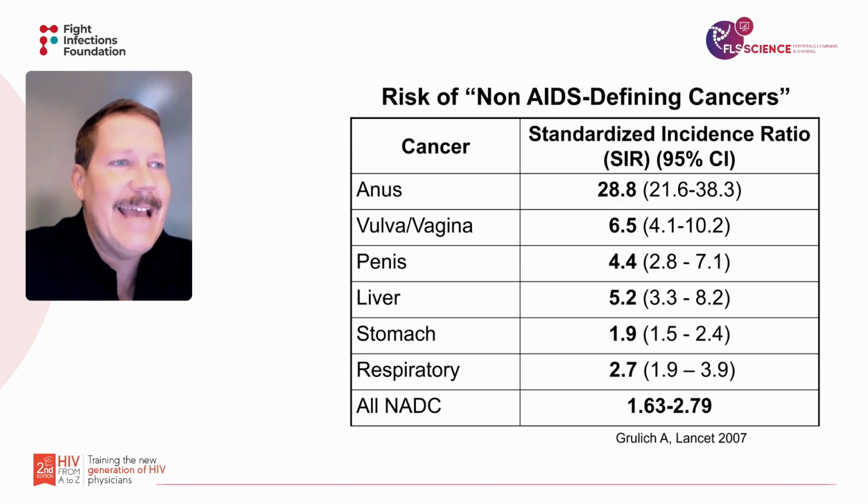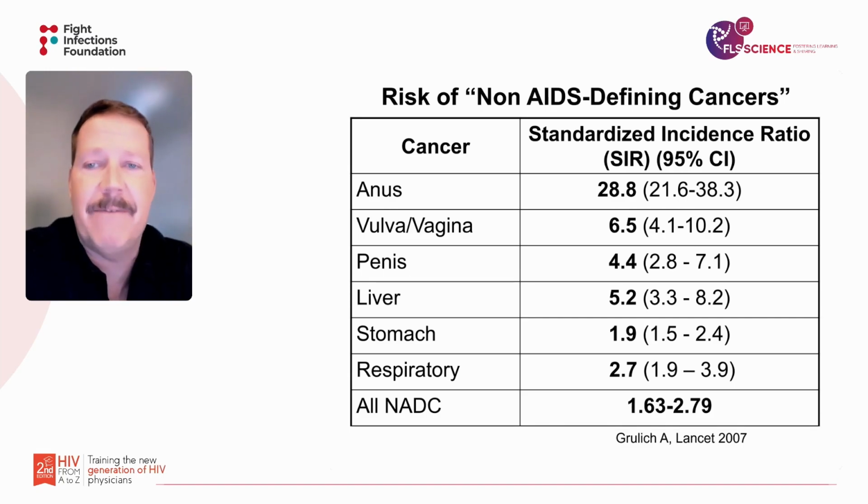But in addition to the ADMs, this team also identified several other cancers which were strongly associated with HIV. And these are cancers that you are likely to see in your practice. And interestingly, many of these, again, are infection related. So some of the high non-AIDS defining cancers identified included anal cancer with almost an SIR of 30, also higher rates of vulvar, penile, liver, stomach, and respiratory cancers. Overall, any NADC was increased almost 2 times among people living with HIV compared to the general population.